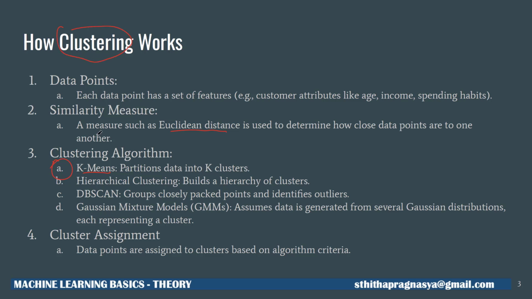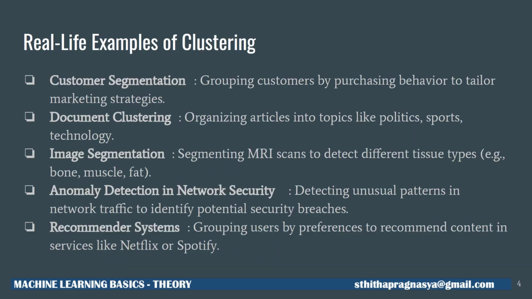And then once you pick the algorithm, each data point is assigned to one of the clusters based on the algorithm's criteria. The output is a set of clusters where each cluster contains data points that are similar to each other. Now, if you look at our real examples, first one is customer segmentation. Let's assume there is a retail company which wants to segment its customers into different groups based on purchasing behavior to target marketing efforts more effectively.